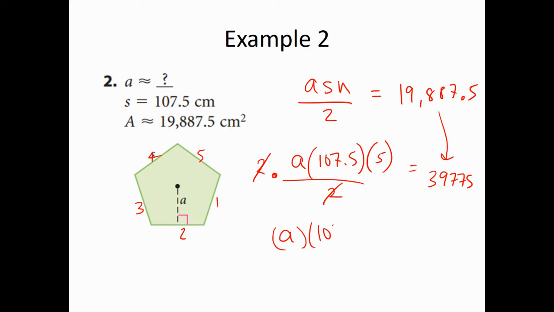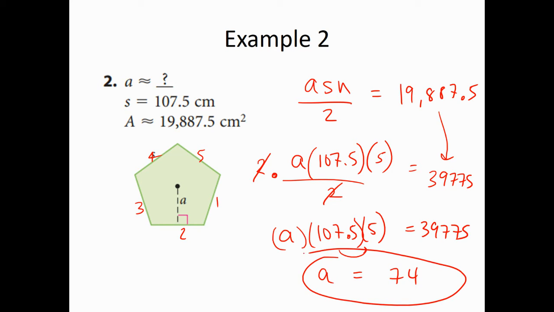Because the next thing we're going to do, since this is all multiplication, we can divide these individually. We don't really need to multiply 107.5 times 5. You could, but we could just keep that 39775 in our calculator, divide by 5 first, and then divide by 107.5. And we would get a equals 74, just like that.